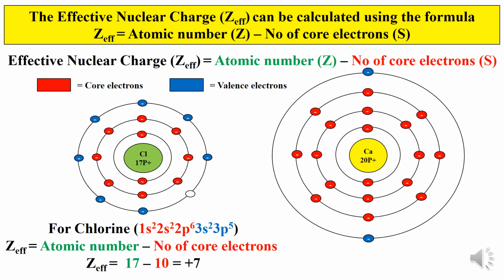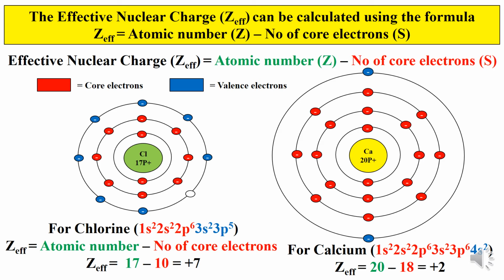Now if you are finding it difficult to count the number of core electrons from the electron diagram, you can always follow the electronic configuration for the given element. Now here in case of chlorine, I have highlighted the electronic configuration in red, that part of the electron configuration referring to the core electrons. So it's quite easier to calculate the number of core electrons from the electronic configuration of the given element.